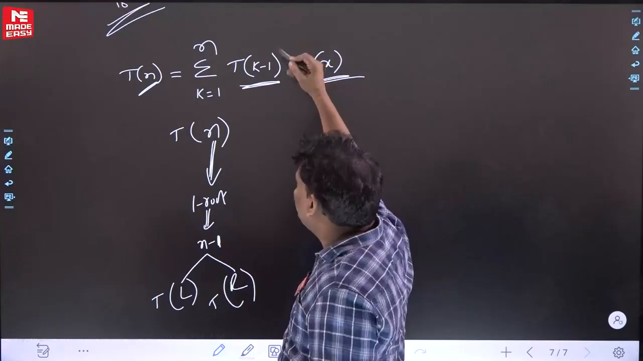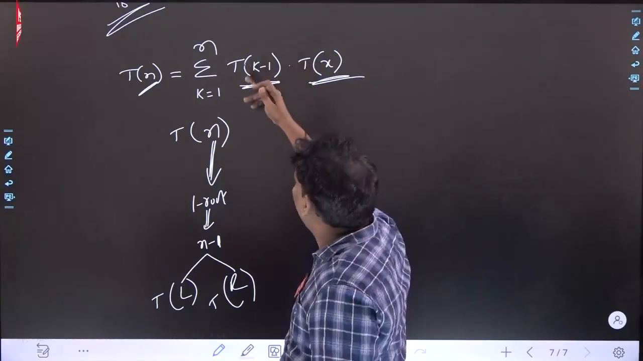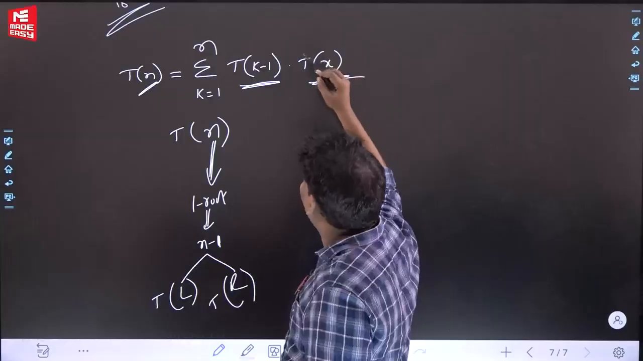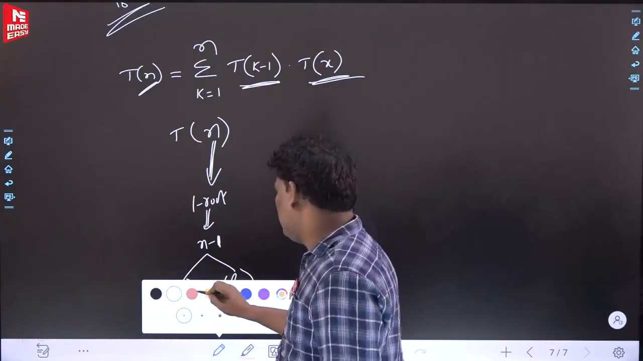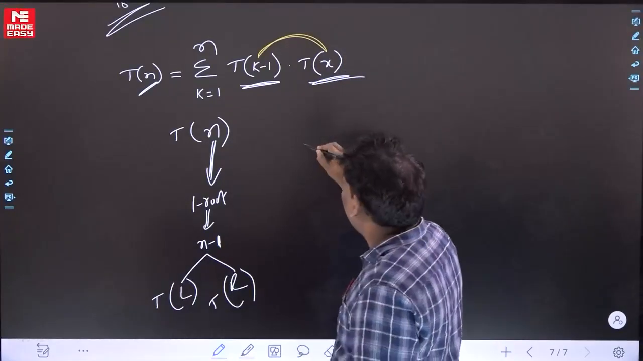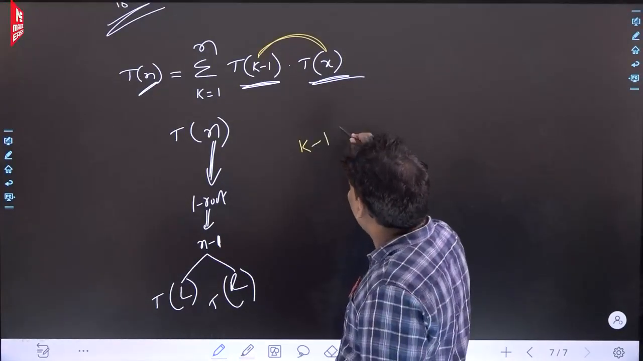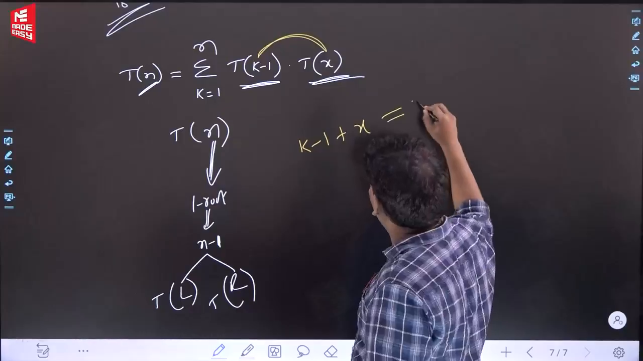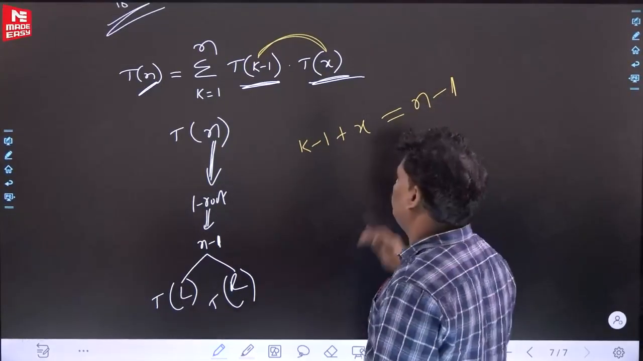Out of n people, k minus 1 people you kept on the left, x people you kept on the right. But one thing, if I add left and right, the total nodes will come. So can you help me now? Left plus right, what is the meaning? K minus 1 plus x should be equal to n minus 1, because 1 is root.